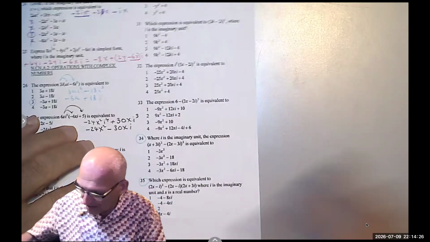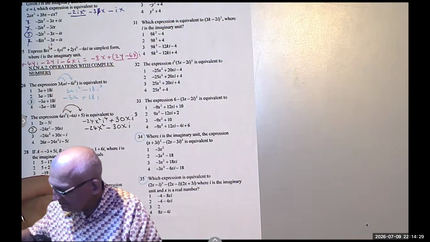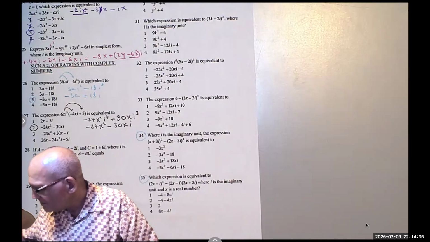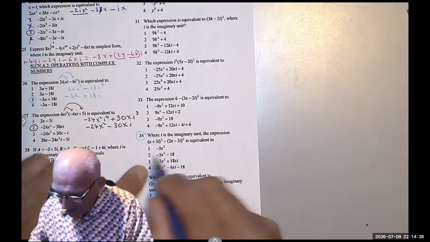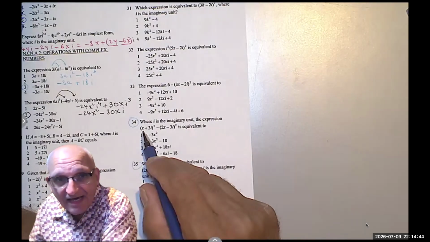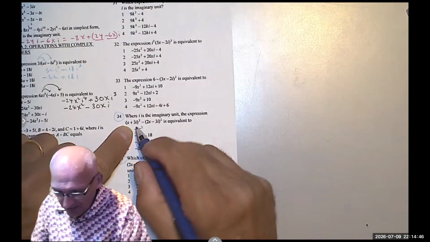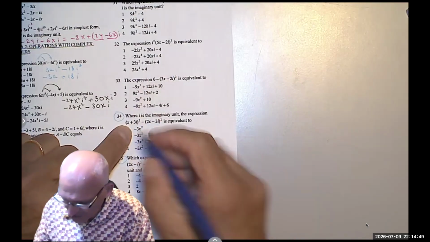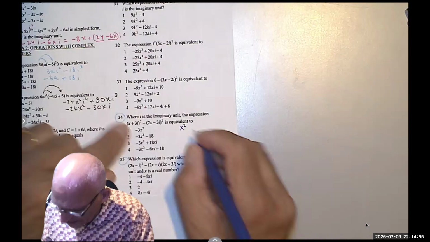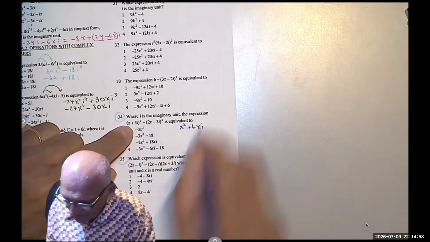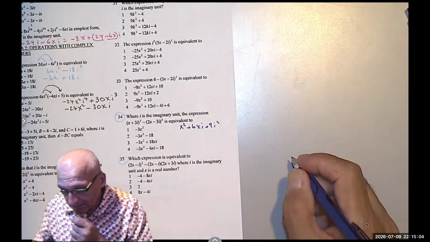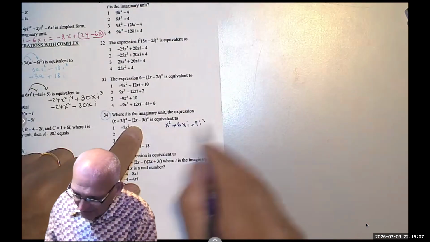Okay, let's jump to that one. This expression is equivalent to what? First of all, I have to FOIL (x plus 3i) squared. So I get x squared. x times 3i is 3xi times 2 is plus 6xi. And then 3i times 3i is 9i squared. Okay? So that's the first term.